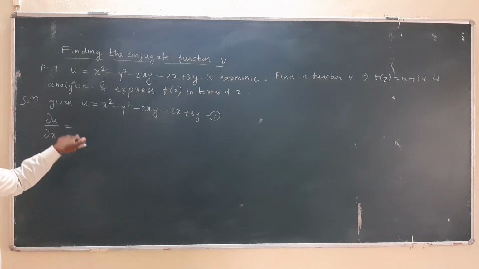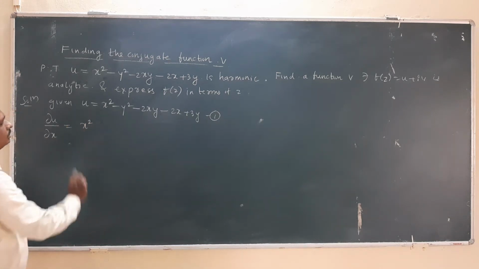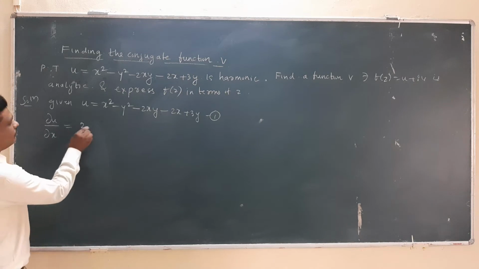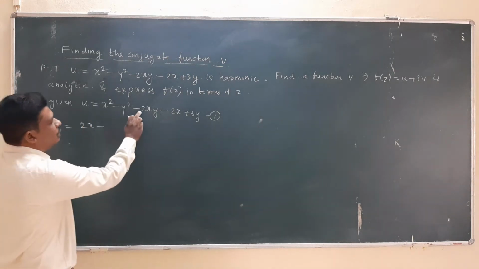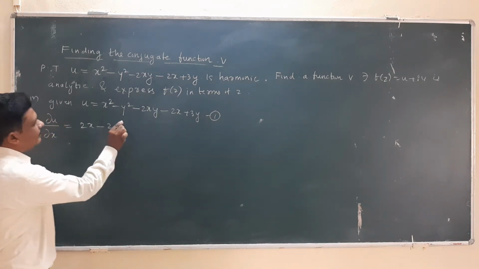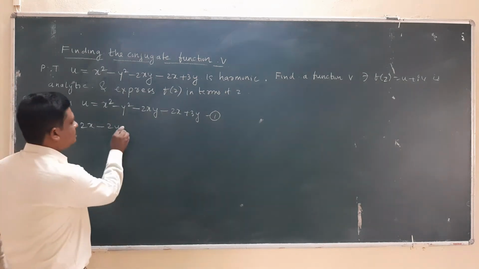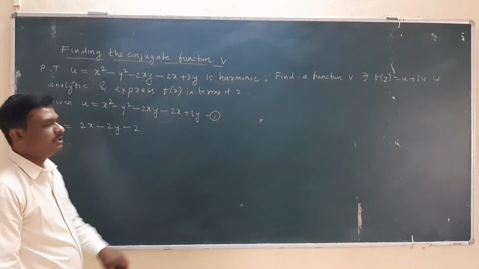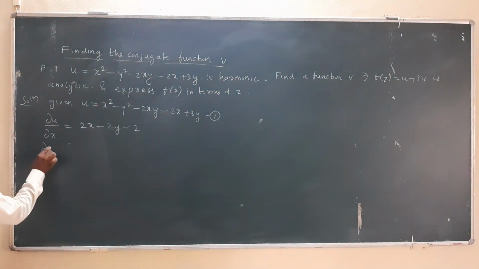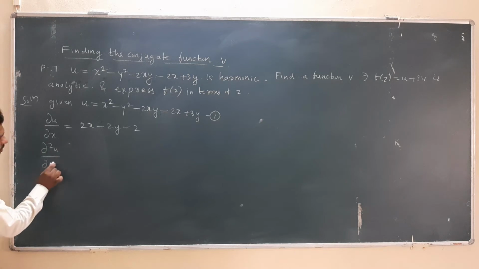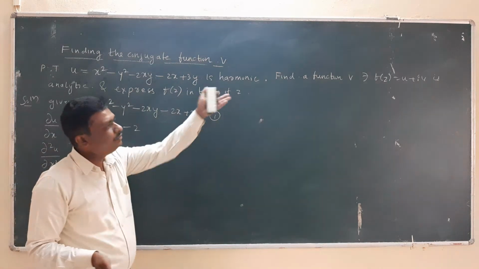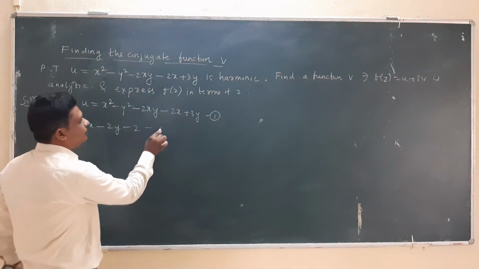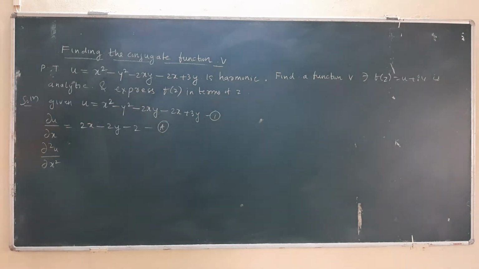Differentiating u partially with respect to x. Derivative of x square is 2x. Here y is constant, derivative of y square is 0, minus derivative of 2xy is 2 into y, derivative of 2x is minus 2 and derivative of 3y is 0. So I will go for the second derivative, dou square u upon dou x square. To find v, I need dou u upon dou x. Therefore I will take this as equation number a.